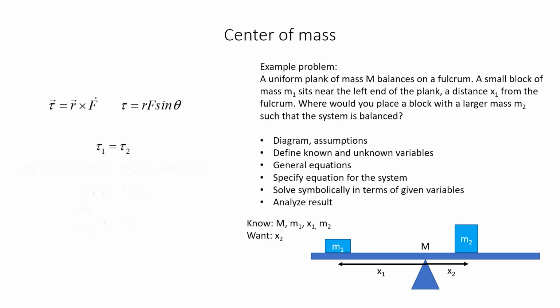So for our system, we have torque 1 equals torque 2. Our torque 1 is m1g x1 sine 90. Our torque 2 is m2g x2 sine 90. Our g's and sine 90s cancel, so we have m1 x1 equals m2 x2. Solving for x2, we get m1 over m2 times x1 equals x2. We notice that our units are going to work out because the units of mass cancel.